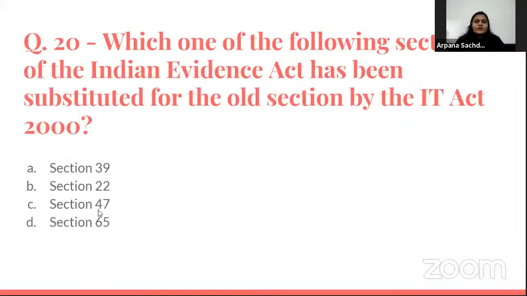Can we have the next question? Question number 20. Question number 20 says, which one of the following sections of the Indian Evidence Act has been substituted for the old section by the IT Act 2000? Section 39, section 22, section 47 or 65?